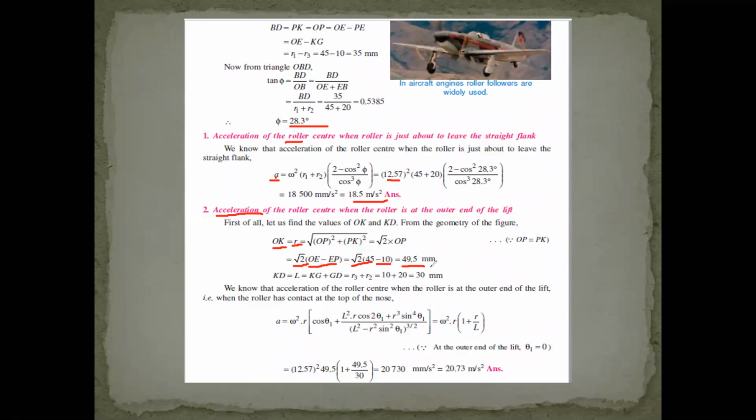Similarly, to find the L value, the stroke value, let us take the value of KD. KD equals L, that means KG plus GD. The KG value is our R3 and GD is 20, that is R2. So the L value is 30 mm. 30 mm is our L value. L is there and small r is there. Now going to find the acceleration of the roller.